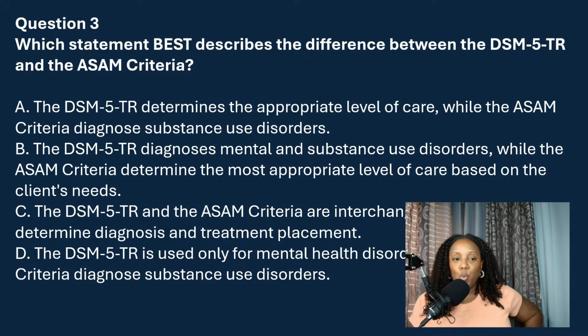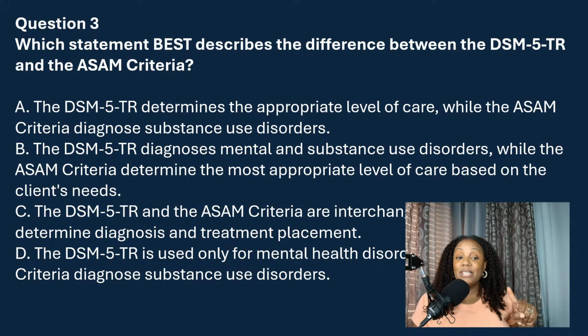Question 3. Which statement best describes the difference between the DSM-5 and the ASAM criteria? A, the DSM-5 TR determines the appropriate level of care, while the ASAM criteria diagnoses substance use disorders. B, the DSM-5 diagnoses mental and substance use disorders, while the ASAM criteria determines the most appropriate level of care based on the client's needs.